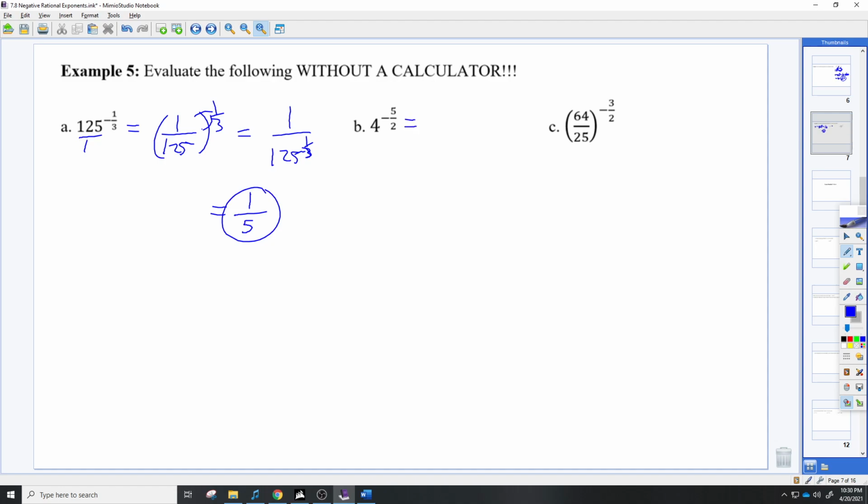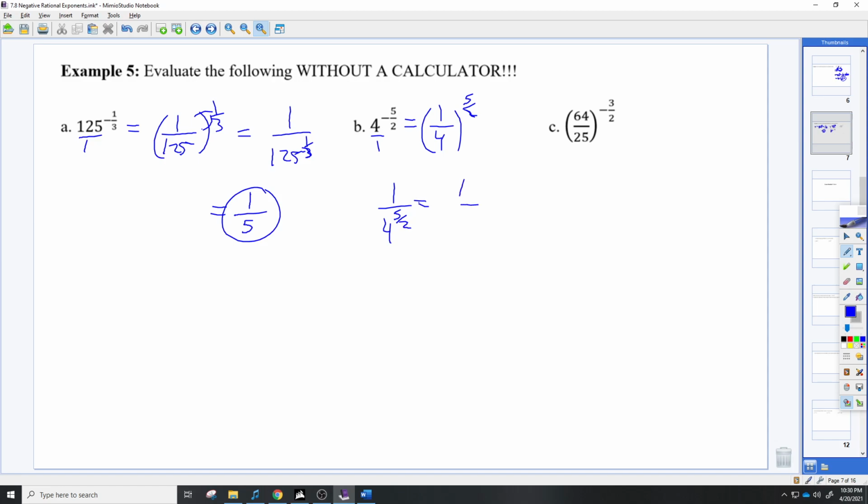Part B. Again, make this into a fraction over 1. Flip it around, so it's 1/4 to the 5 halves. So now it's a positive exponent. And this goes to both things, so we're going to do 1 over 4 to the 5 halves.